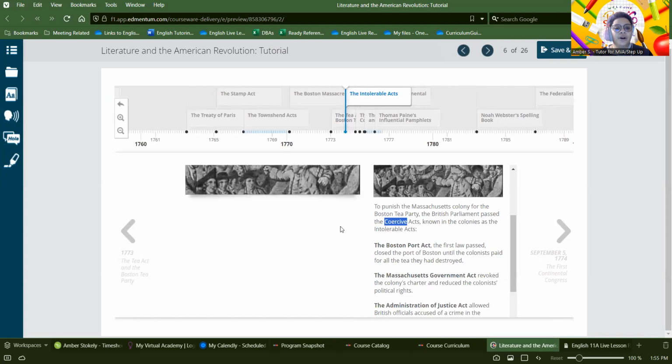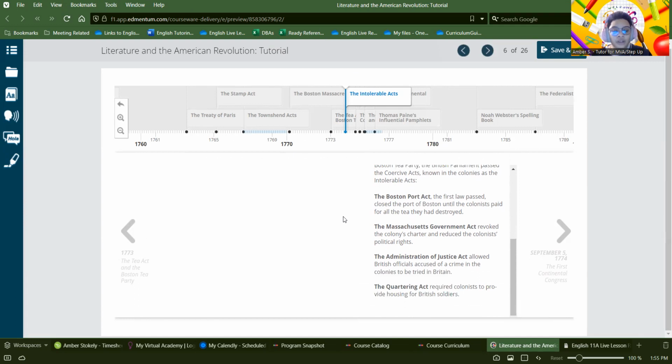They are also known as the Coercive Acts. The reason is that coercing is to convince someone or trick someone into doing something, and the entire point of these acts was to push the colonies to follow all of the rules, basically. So: you dumped our tea, now we're going to make you pay by passing laws that make your life more difficult. If you just follow the rest of the rules, then we won't have any problems. They're kind of threatening them, right? There's four of them.